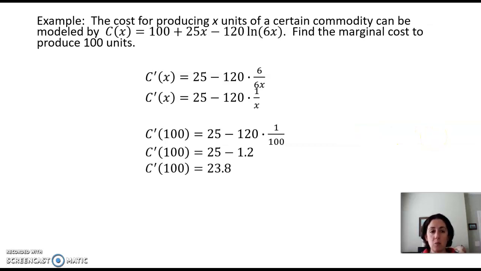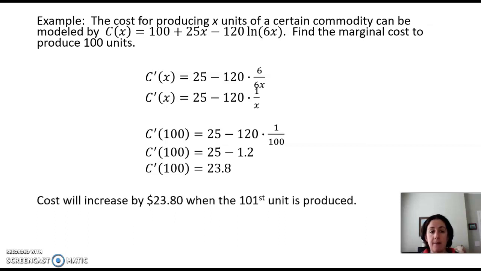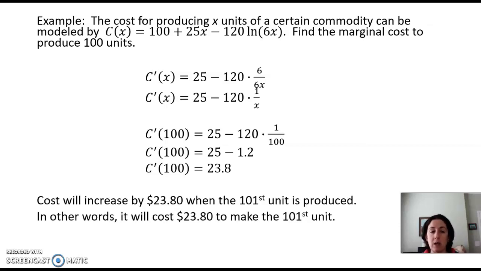Word problems are asked in words, so they should be answered in words. So what does this mean? The cost will increase by $23.80 when the 101st unit is produced. In other words, it's going to cost $23.80 to make that 101st unit.